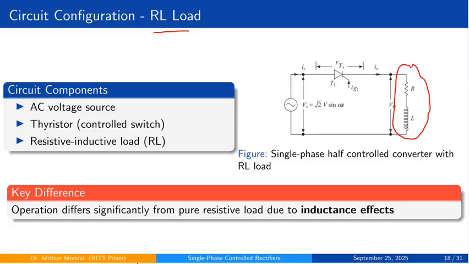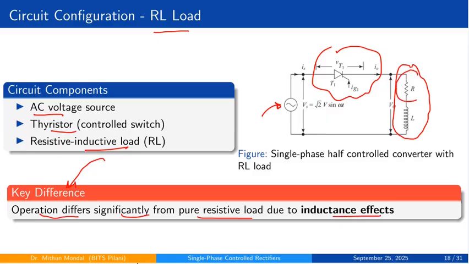Here the input that we give is basically the same, which is the AC voltage source, and the thyristor will be used, which is basically the control switch, and the load that we are using is a combination of resistive and inductive in nature. So what makes the key difference? The operation will differ significantly from the pure resistive load due to the inductive effect.